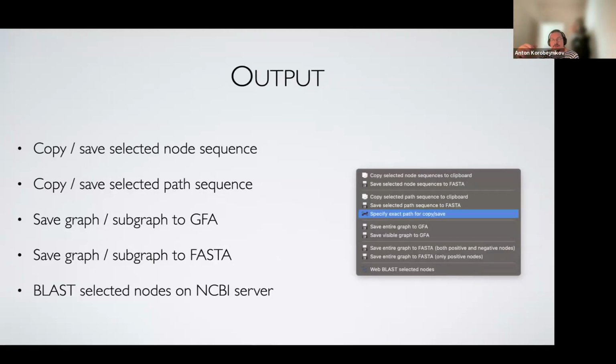There are different ways the graph could be output. You could copy and save selected node sequences or path sequences. You could save the subgraph to GFA or FASTA, or you could even go through your web browser and do a BLAST search of the sequences of your nodes on the NCBI server. That might be useful to see, oh, what is this strange node shared by multiple species? So throw it in the search, and okay, that's the ribosomal gene, so that's kind of expected.